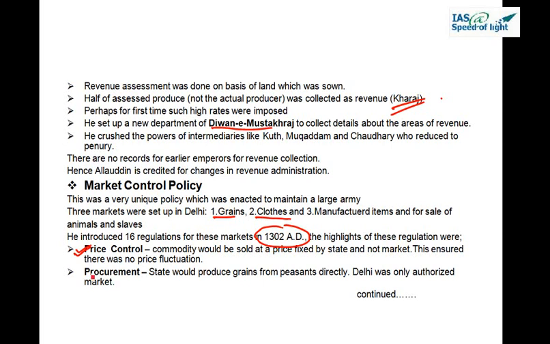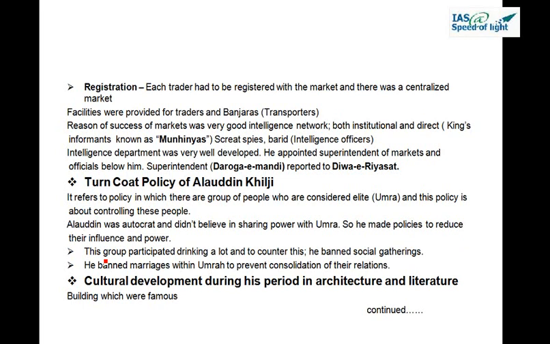Second was procurement. The state would procure grains from the peasants directly, and Delhi was the only authorized market. Third was registration. Each trader had to register with the market and there was a centralized market. Different facilities were provided to the transporters who carried materials from the market to the fields, or from the fields to the market. And the reason for the success of the markets was a very good intelligence network.